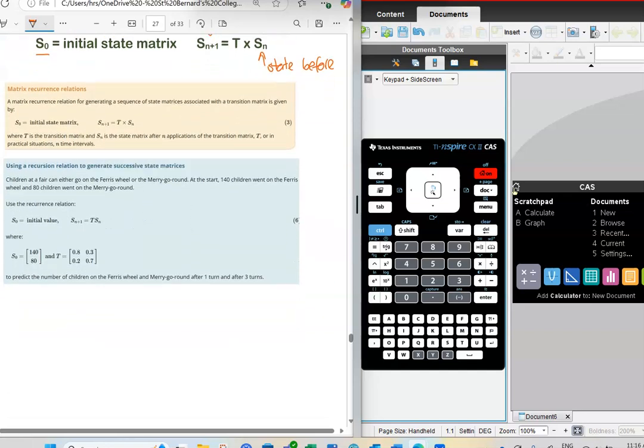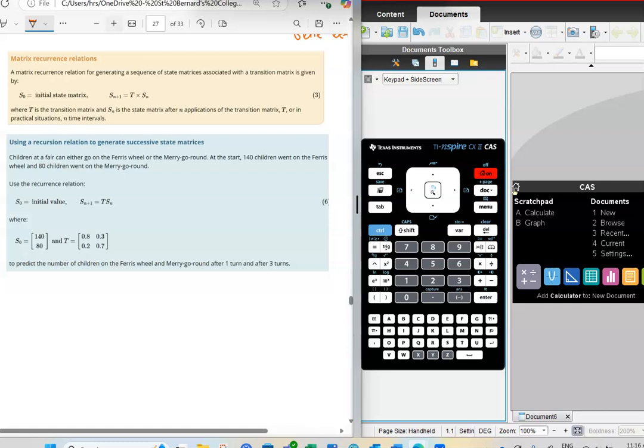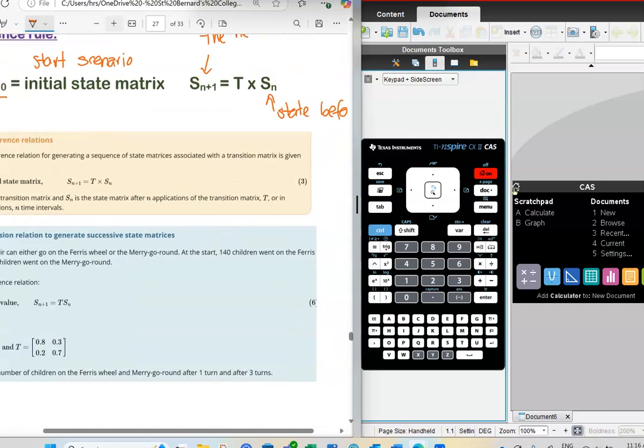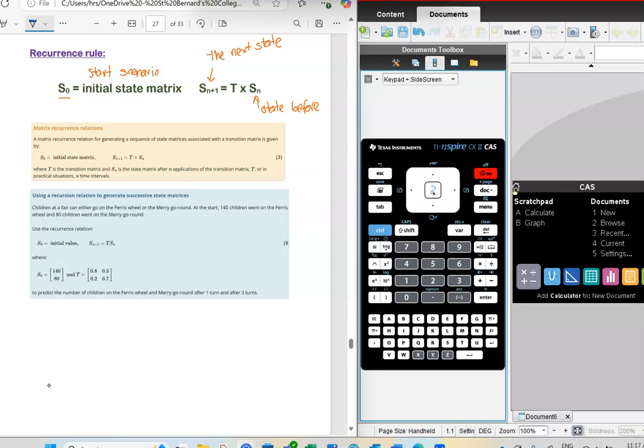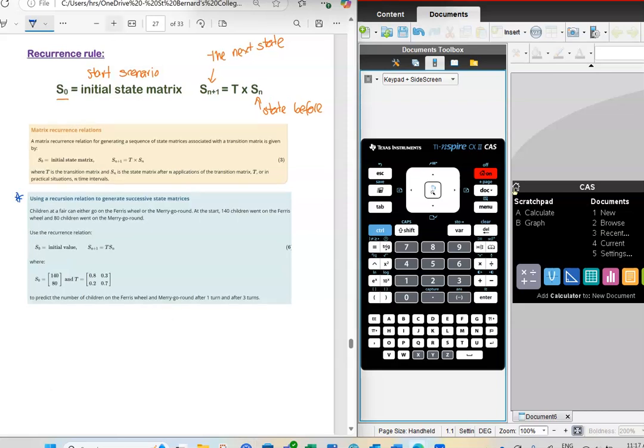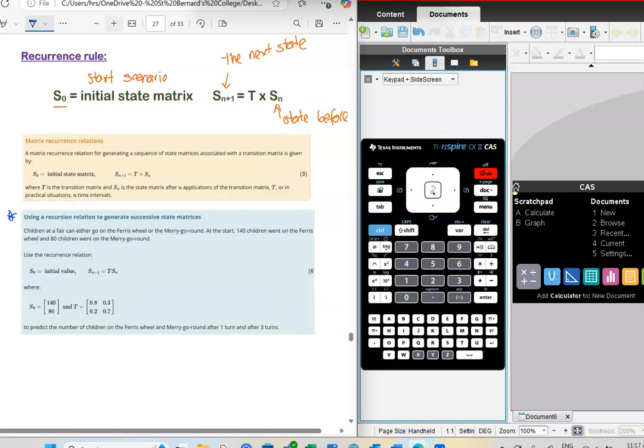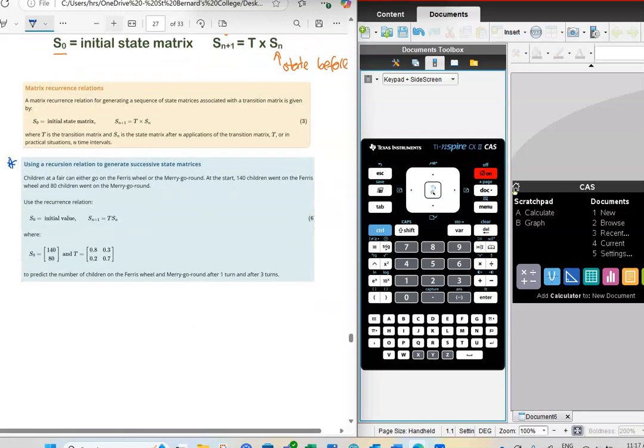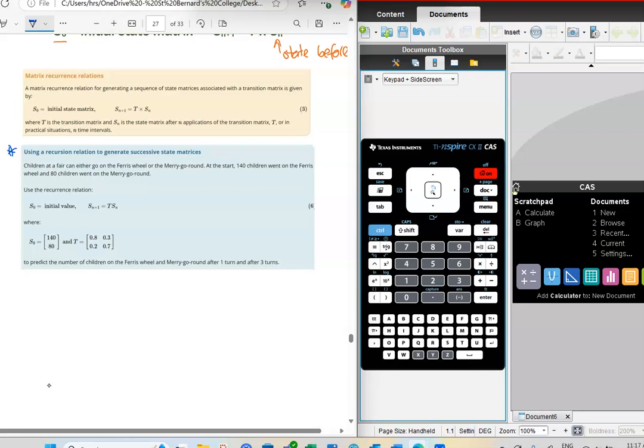So let's have a look at this example here. There we go. I'll pause it. Okay, so it says children at a fair can either go on the Ferris wheel or the merry-go-round. Now, 140 children were on the Ferris wheel and 80 were on the merry-go-round. So you can see here they're setting up S0. So they said that this was Ferris wheel and this is merry-go-round.